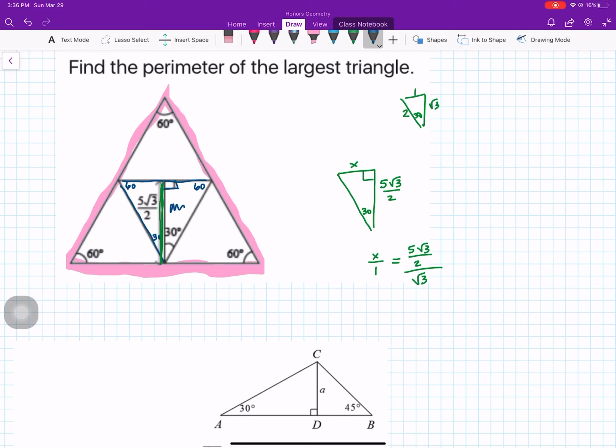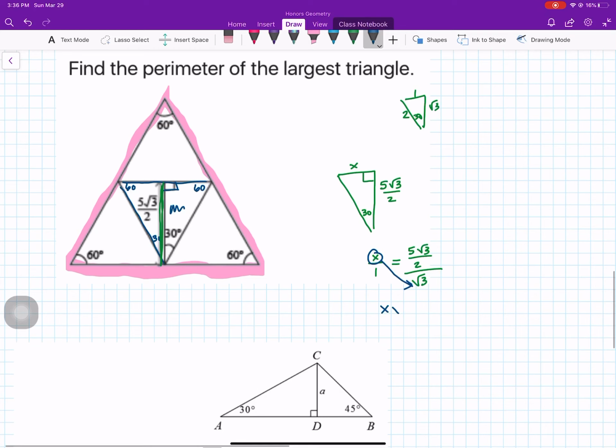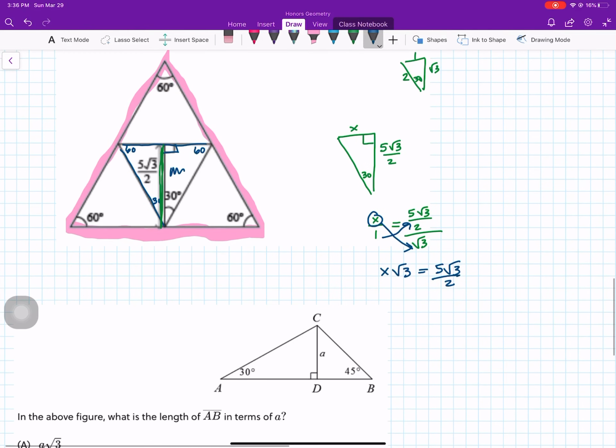Now this is a little rough, it's a little scary, but it's not too terribly bad. So let's tackle this. I think I'll cross multiply this. x has to multiply to root 3. So I have x times root 3 equals 1 times that fraction, so 5 root 3 over 2. Then I don't really like this fraction, so I'm going to multiply both sides by 2. So I have 2x root 3 equals 5 root 3.